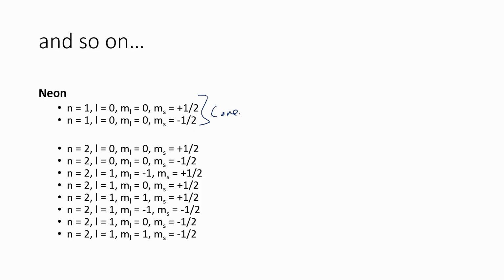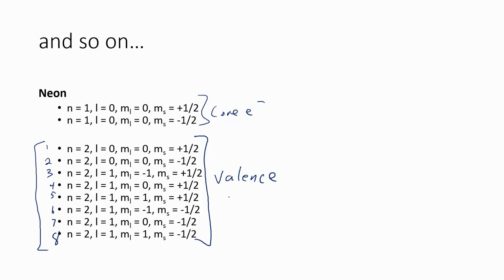Now we have core electrons, valence electrons. How many do we have? 1, 2, 3, 4, 5, 6, 7, 8. So we have 8 total electrons. There's that full outermost valence shell, right? 2 of them in an S shape orbital, 6 of them in a P-shaped orbital, and 3 different orientations and 2 different spins for each orientation.